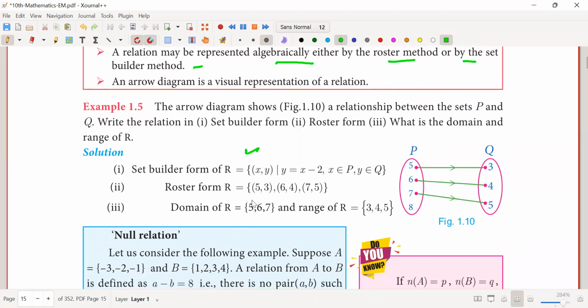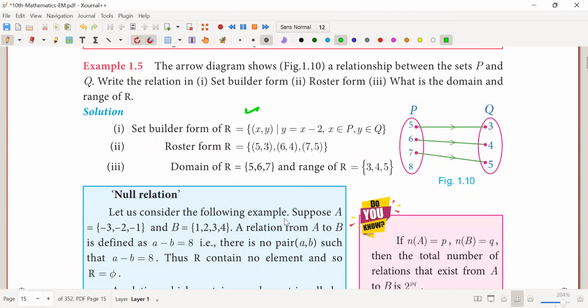Roster form: set of (5, 3), (6, 4), (7, 5). Domain. What is the domain? 5, 6, 7 is the domain. Range 3, 4, 5. That's the range or codomain. Both are the same. Range or codomain. Okay.